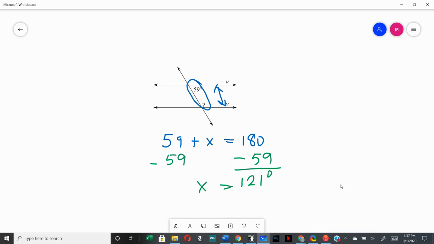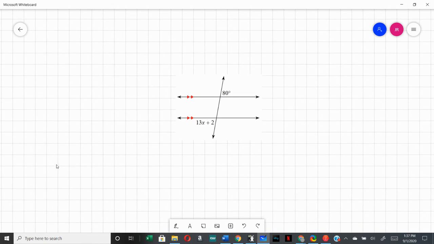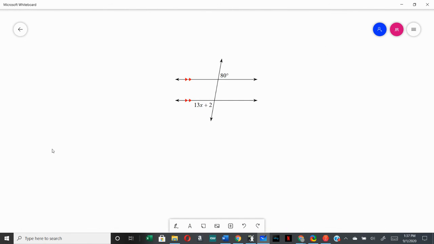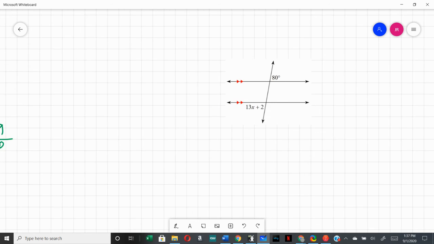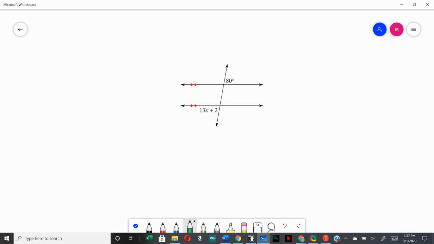The next one's kind of like number 6. So again, I need to identify the relationship. Well, what kind of angles are these? These are exterior. How do I know? Because in here is the interior, so these have to be exterior. Are they on the same side or opposite sides? They're on opposite sides. So these are alternate exterior angles. And what do I know about alternate exterior? They're always congruent. What does congruent mean? It means that they're equal.